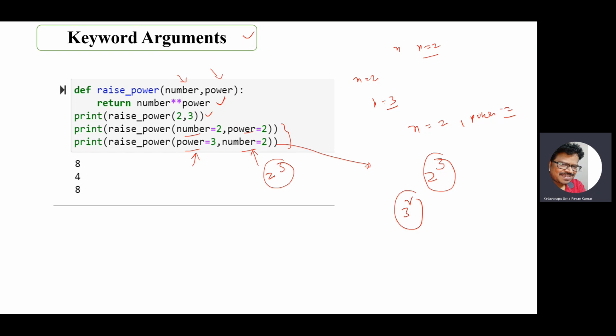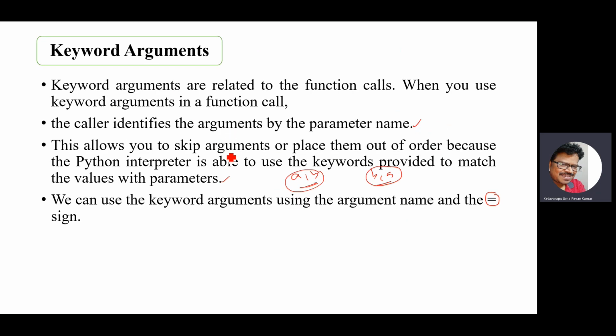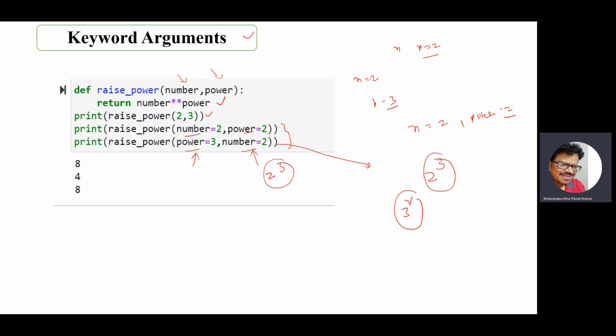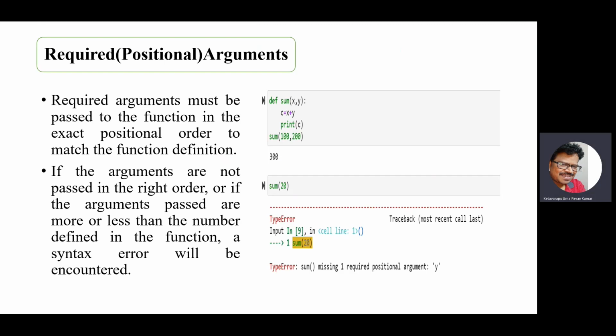Now I'm going back to see this. This allows you to skip arguments or place them out of order because the Python interpreter is able to use the keywords provided to match the values. That is why we call them keyword arguments. No matter whether I use number or power interchangeably, there is no problem with the support of keyword arguments. Python follows the convention.